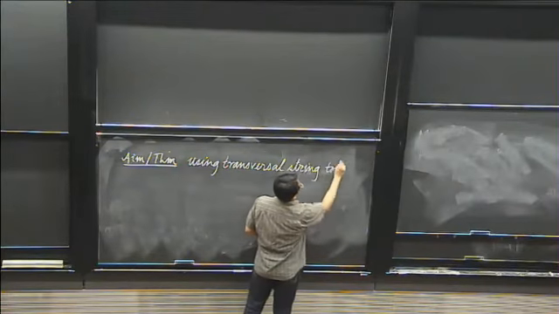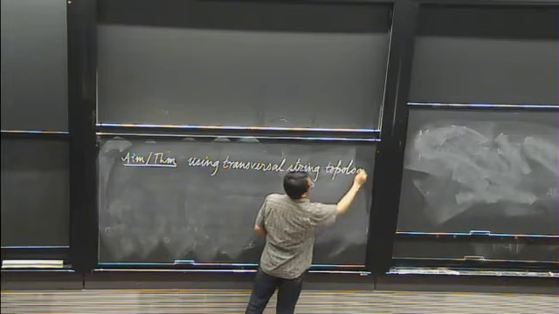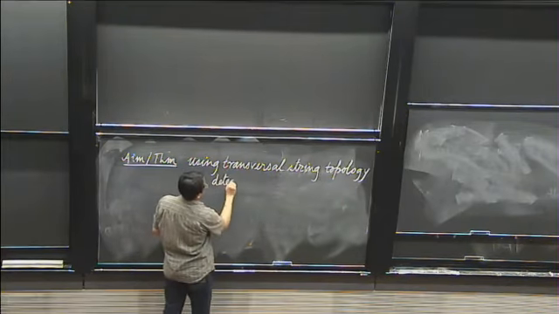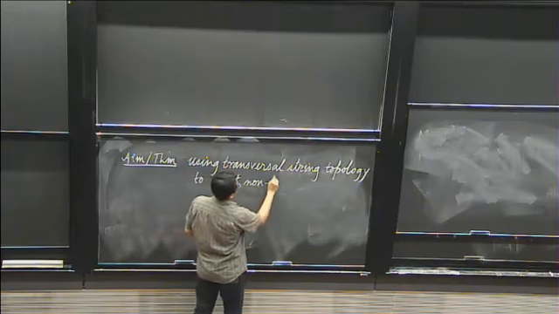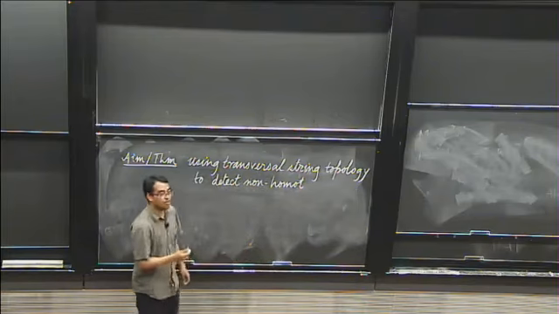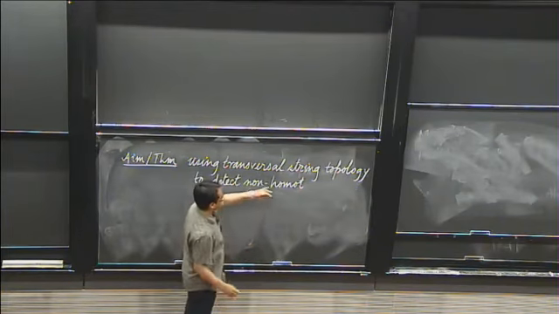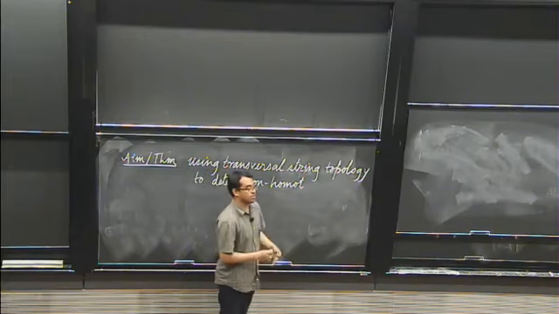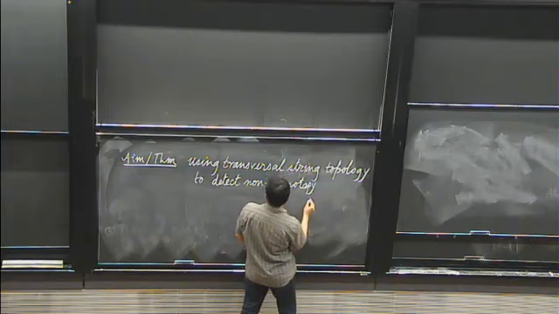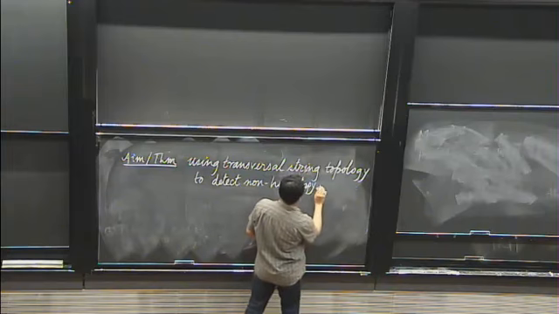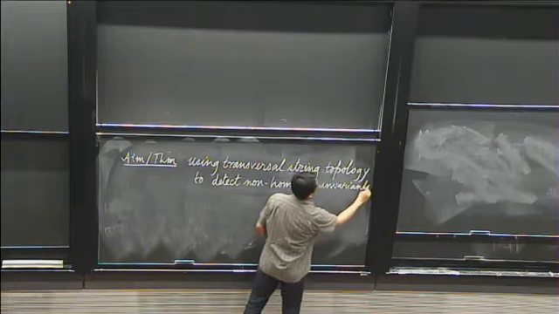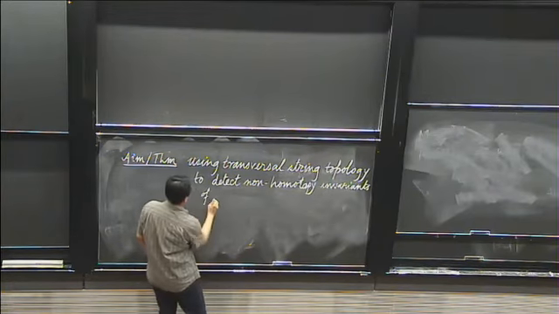one can use transversal string topology, which I'm going to define in a moment, to detect non-homotopy invariants. And I think in the talk following mine, Michael is going to use this for the examples of the knot complements in S3. So we'll probably have some flavor of how this works. Homotopy invariants of manifolds, I'll explain what I mean by this.